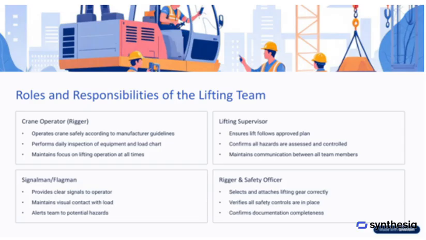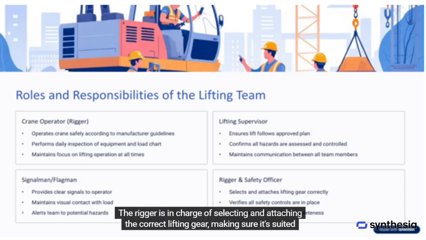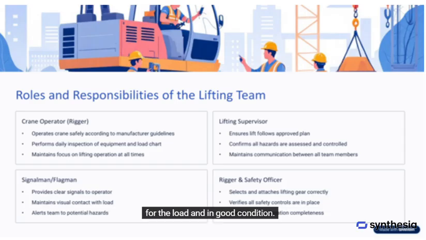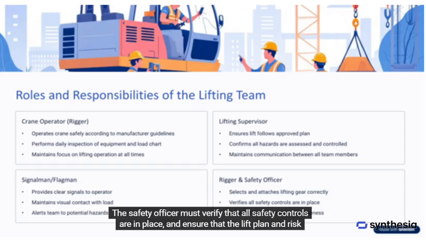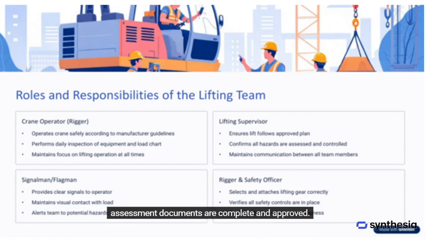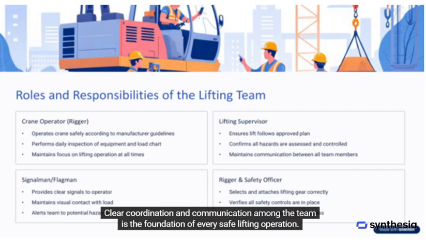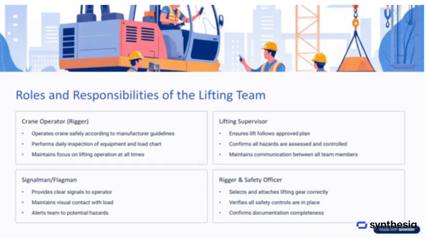4. Rigger and safety officer. The rigger is in charge of selecting and attaching the correct lifting gear, making sure it's suited for the load and in good condition. The safety officer must verify that all safety controls are in place and ensure that the lift plan and risk assessment documents are complete and approved. Each role is essential and there's no room for overlap or confusion. Clear coordination and communication among the team is the foundation of every safe lifting operation.